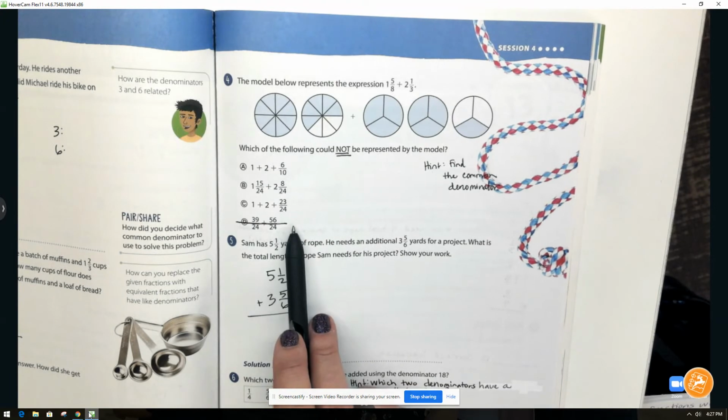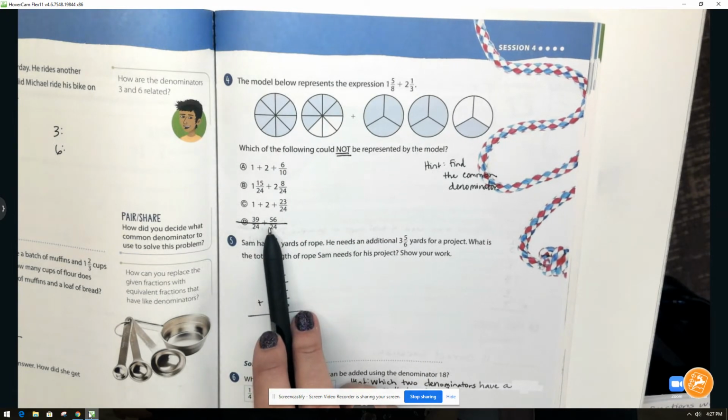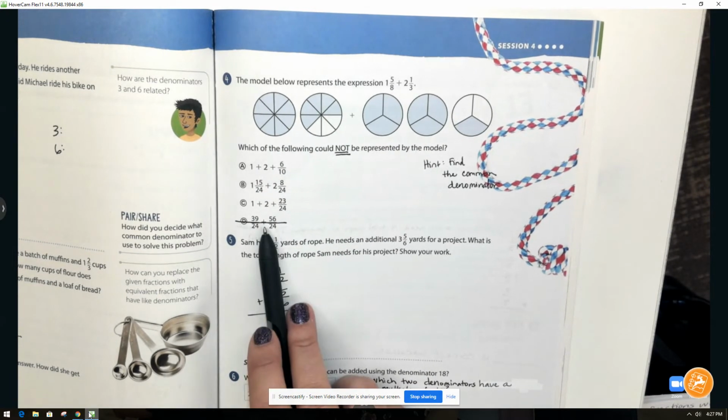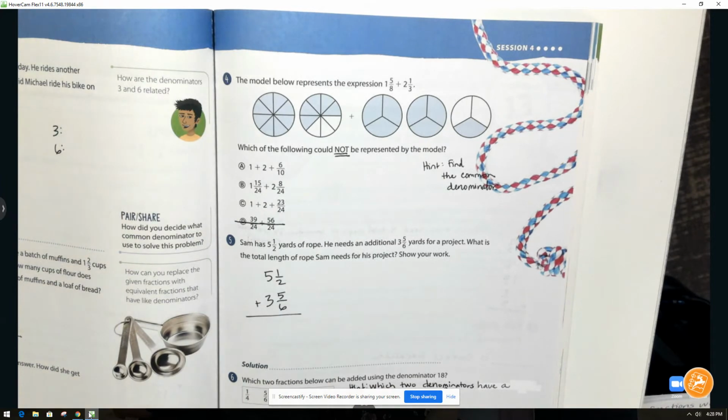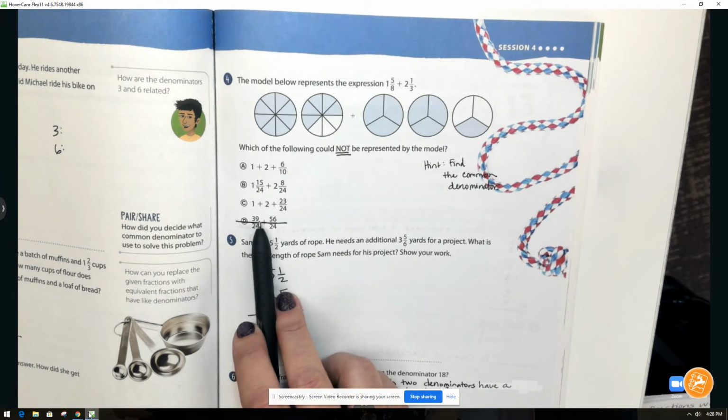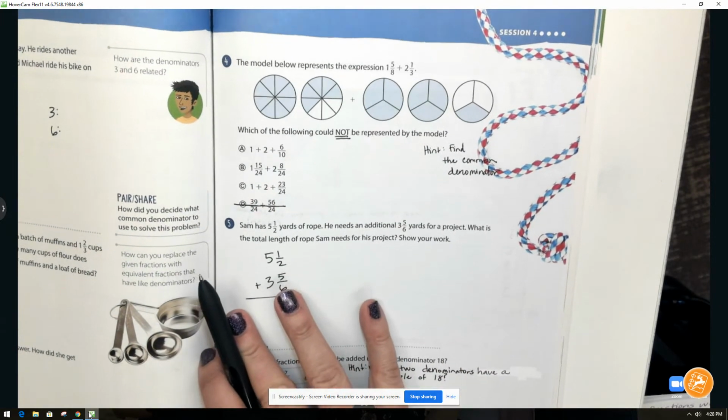I went ahead and crossed out this option because this option is correct, but it might throw you off because we haven't covered how to make mixed numbers into improper fractions. We haven't taught you how to do it the opposite way. So I crossed this one out so that it wouldn't confuse you.